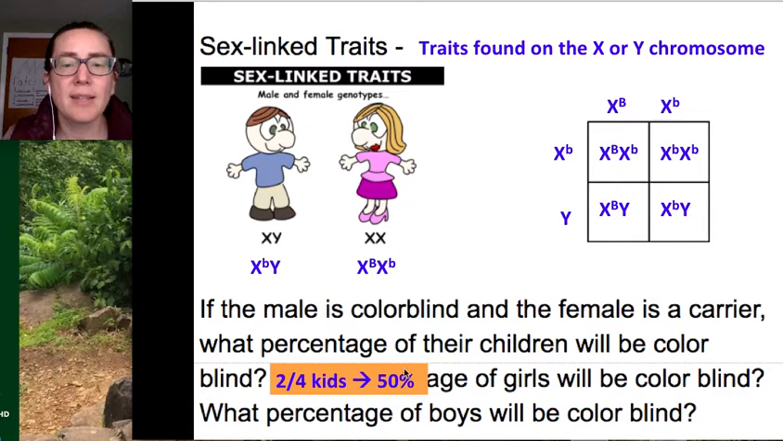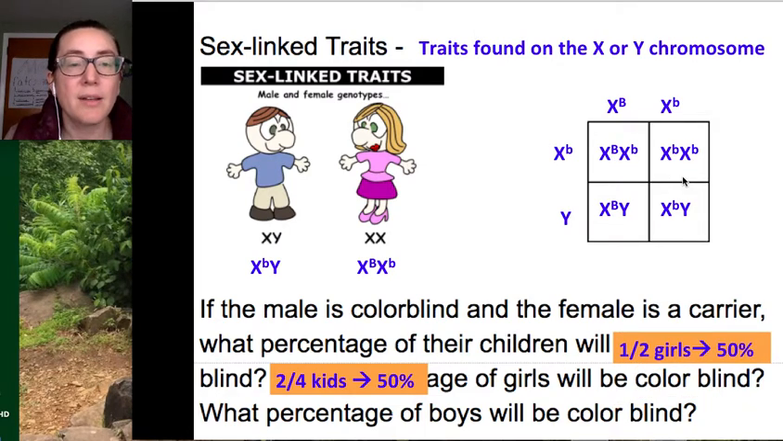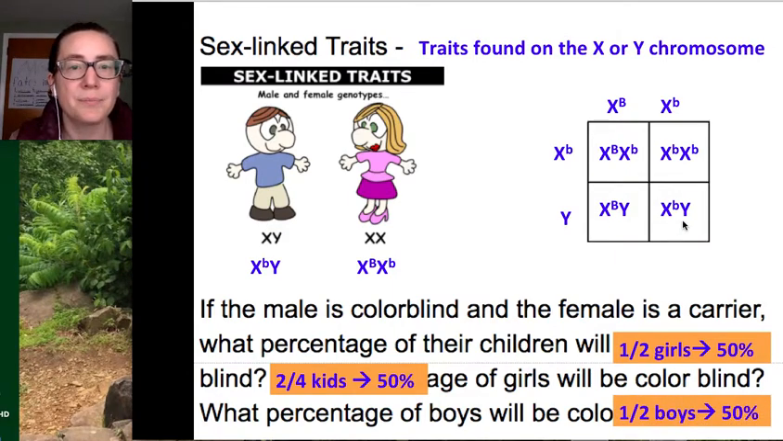The second question asks for the percentage of girls that will be colorblind. Now I'm only going to look at the top 2. If I'm looking for a percentage of females, I'm not going to look at the males. Of the females, 1 of 2 are going to be colorblind. Therefore, 50% of the girls will be colorblind. And then the last question: what percentage of boys will be colorblind? Again, I'm only going to look at the boys, and I see 1 out of 2 will be colorblind. Therefore, 50% of the boys will be colorblind.